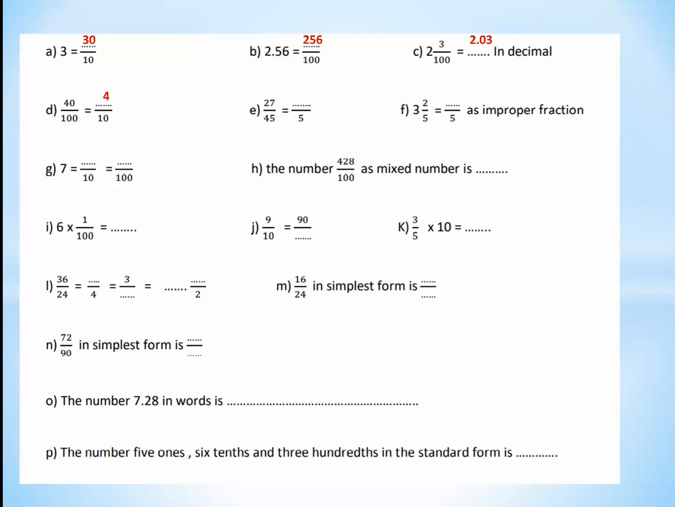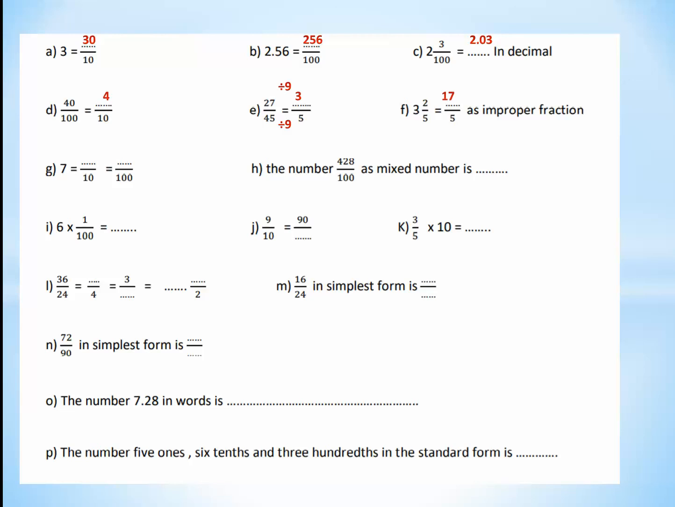27 over 45 equals which number over 5? 45 becomes 5, so it will be divided by 9. So let's divide the first number, the numerator, by 9. 27 divided by 9 equals 3. 3 and 2 fifths: 3 times 5 is 15, plus 2 equals 17 over 5, which is an improper fraction.